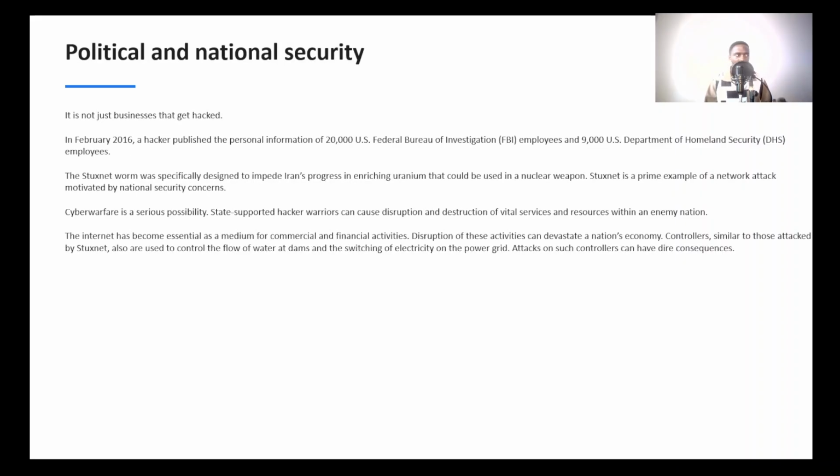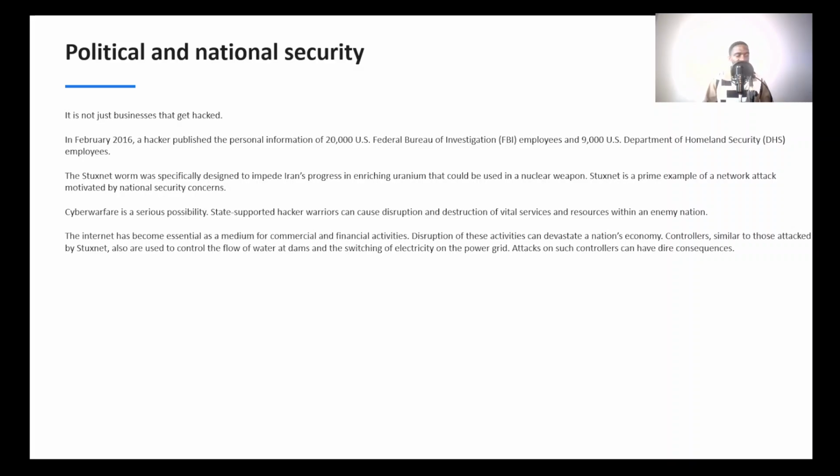Now, what are the impacts on a nation? We spoke in the first video about Stuxnet. But now let's look at something else. In 2016, a hacker published the personal information of 20,000 FBI agents, FBI employees, and 9,000 Homeland Security employees. So people that work in very important, very sensitive organizations, and their personal information was published. This can lead to ongoing missions being cancelled because now their assets have been exposed publicly. It's a very serious issue, very serious issue.